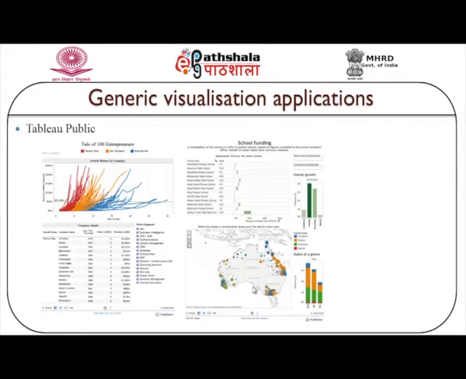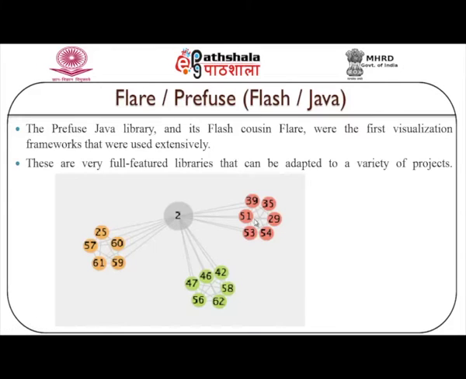So, this is a screenshot of the Tableau Public toolkit. We can see the tale of 100 entrepreneurs which is being shown as a graphical representation here. Then we have a geographical information system wherein the data is represented on the map. Then we have some kind of bar chart view which is shown using Tableau.